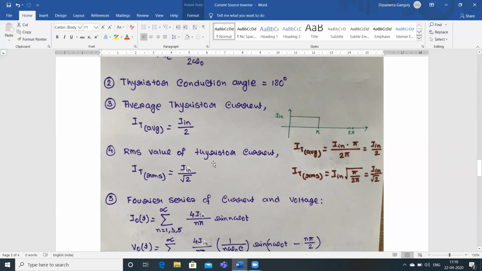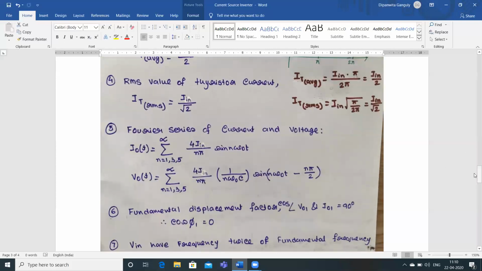If we are asked to find the RMS value of thyristor current, this is the waveform of thyristor current. Root mean square, so doing this, we are getting I_in by root 2. This derivation we already studied in previous lectures, because in voltage source inverter, in various cases we have seen the output voltage waveform is the square waveform. So that expression is same as previous.